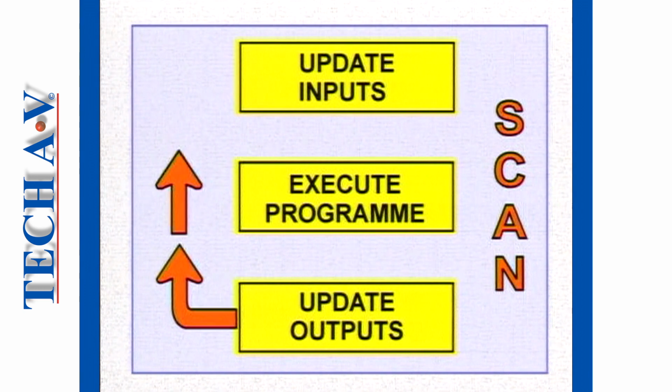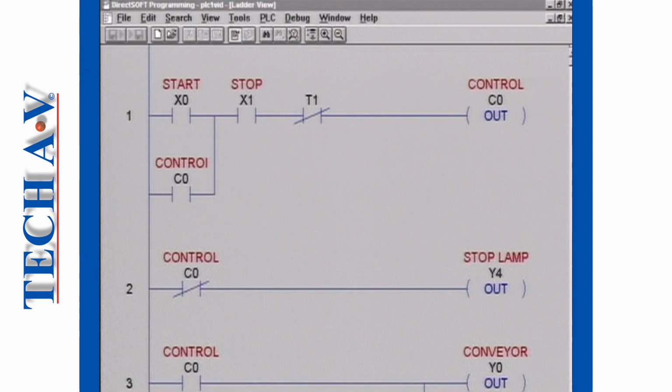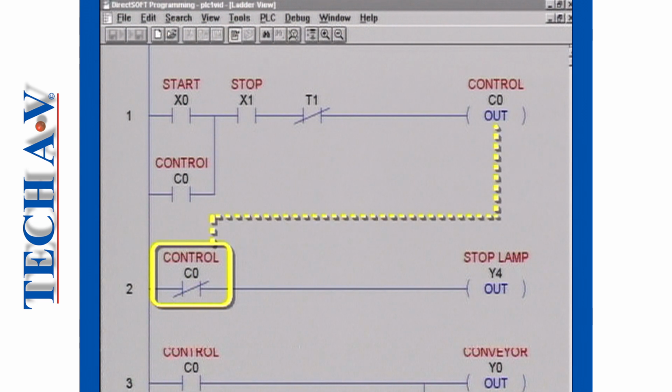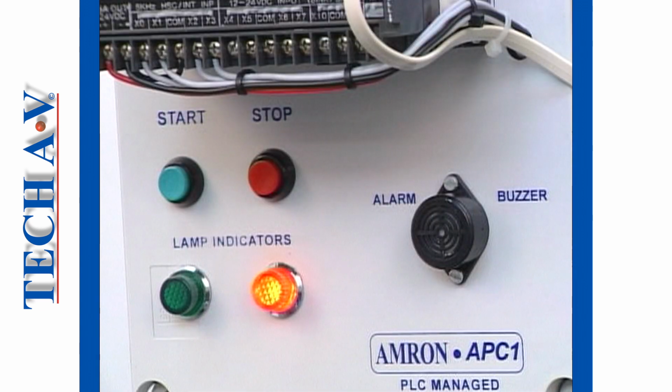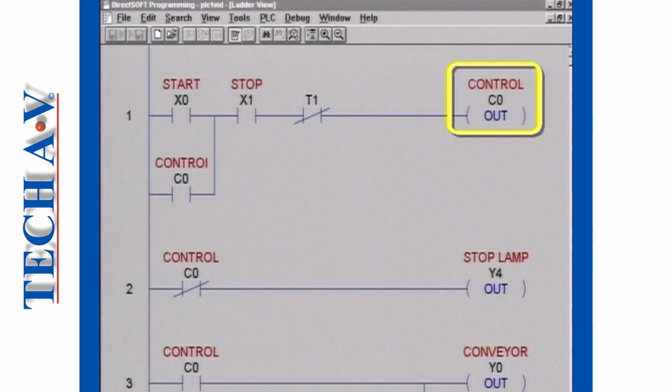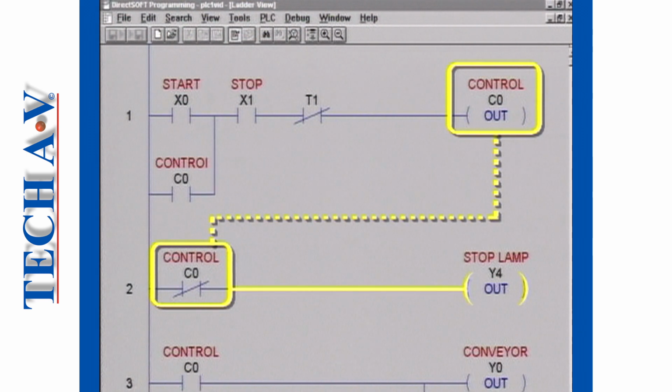As it cycles through the user program rung by rung several times a second, it finds that contact C0 on rung 2 is normally closed, and since the internal relay C0 has not yet been energized, its contacts remain closed, passing power across the rung to the output coil Y4, turning on the stop lamp. This example shows us how the PLC uses an internal relay when information must be passed from one circuit to another, and that's the real purpose of these internal devices.